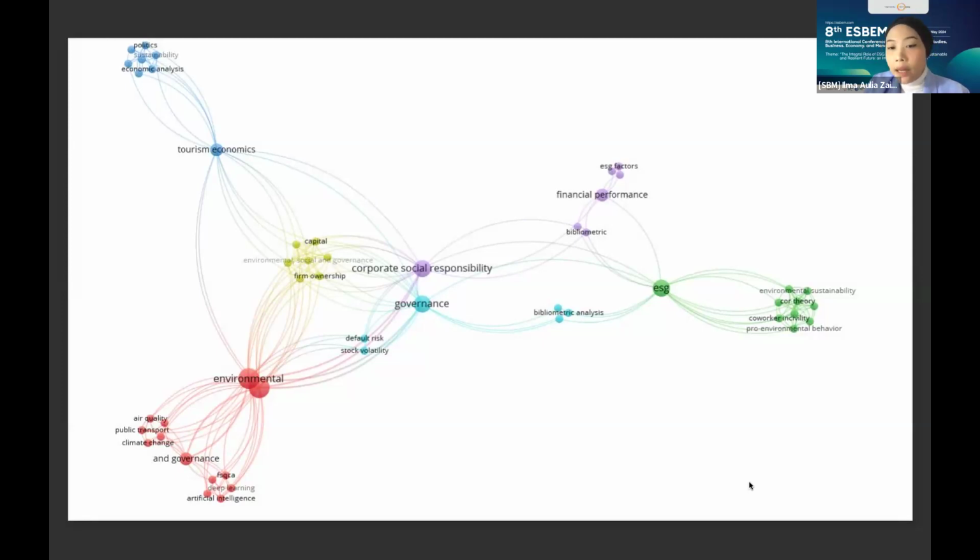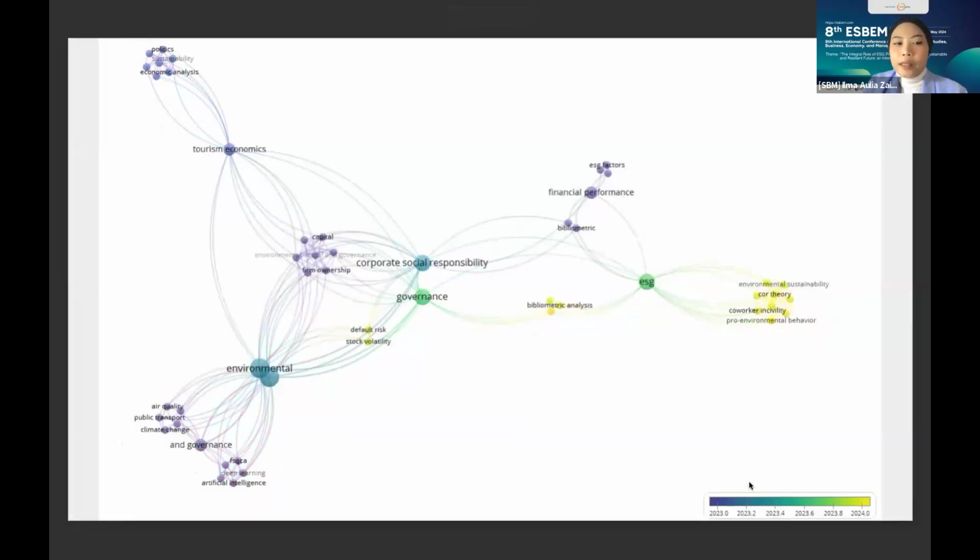The last one would be the yellow cluster. If you have a look at this slide, these nodes represent recent research trends, I would say, as indicated by the yellow color. These topics are like co-worker incivility and also pro-environmental behavior and so on. Here are the newest areas in the context of CSR and ESG. I will explain each cluster later in the next few slides. But before going into detail, let me show you the next slide, please.